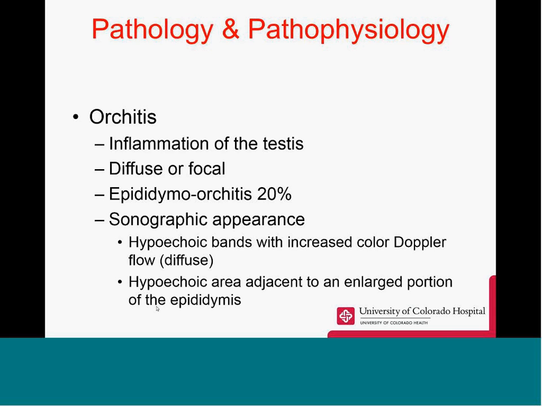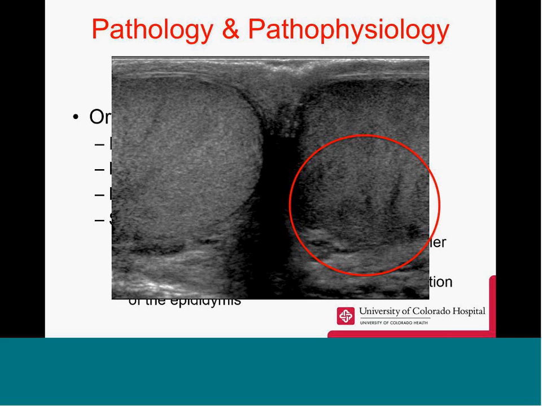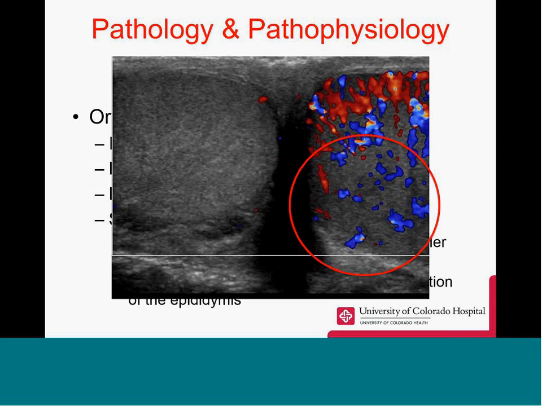So when I was going over the anatomy earlier, the septula can look very similar to this. So again, you're going to want to use your color Doppler to help you decide between orchitis or normal anatomy. Here you can see the hypoechoic area adjacent to the epididymis with increased flow.